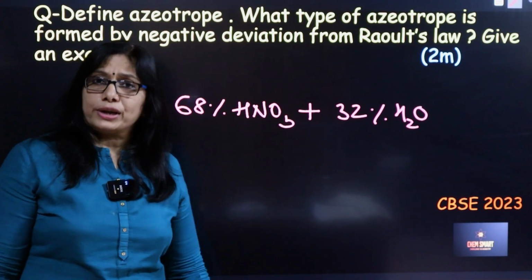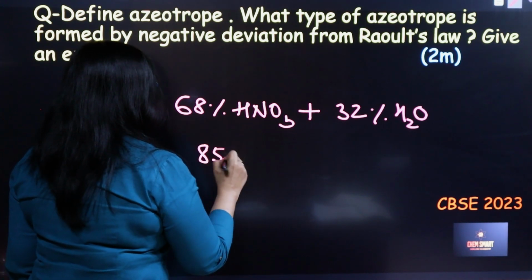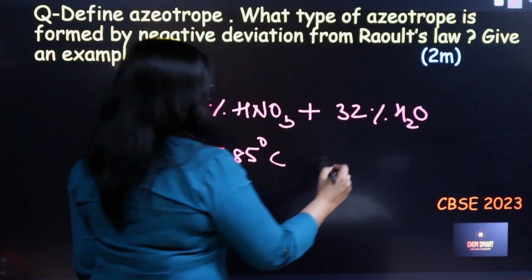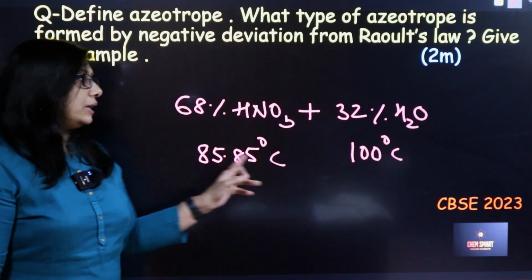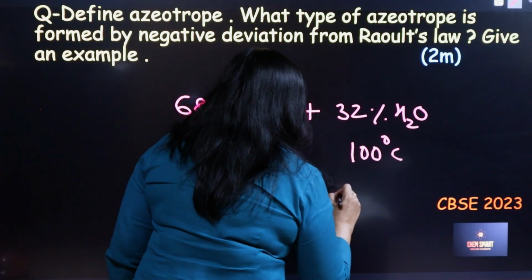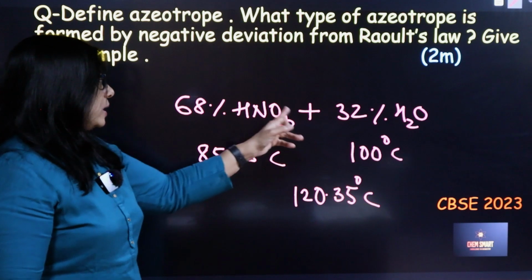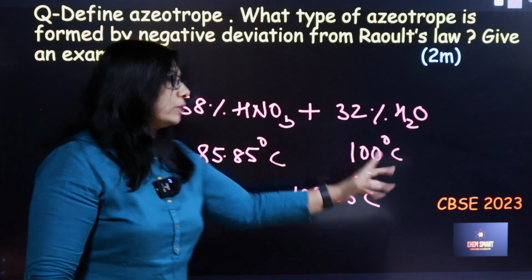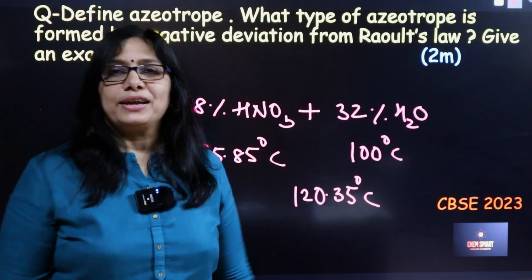Let's see in terms of boiling point. Nitric acid pure boiling point is 85.85 degrees centigrade. It's approximately 86 degrees centigrade. Pure water is 100 degrees centigrade. But this azeotrope will boil at 120.35 degrees centigrade. You can compare the values. The azeotrope is boiling at a higher temperature than the boiling point of either of the two liquids. So it is an example for maximum boiling azeotrope.